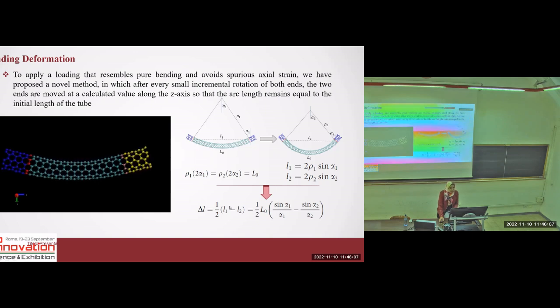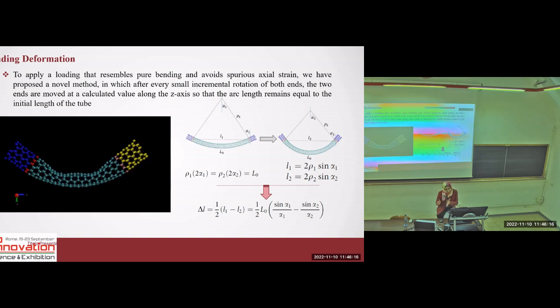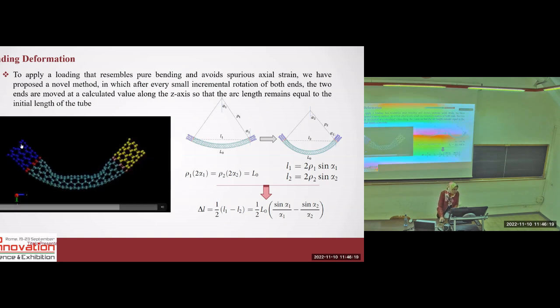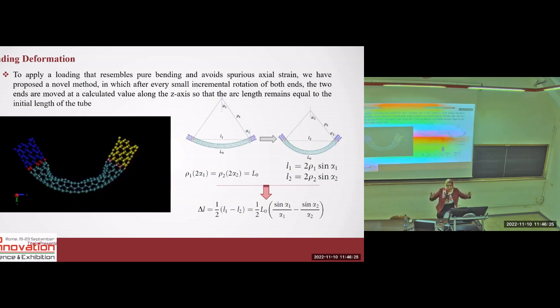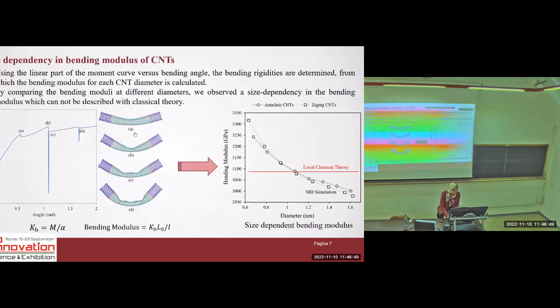In the case of bending, we need to do some tricks to make equivalent what we do in atomistic simulation and what we have in our continuum theories. For example, we did the bending deformation here, but we couldn't just bend the CNT by rotating the two ends, because we have to mimic pure bending so that we do not have any axial strain. We had to make the two ends come closer to each other so that we do not have any unwanted axial strain. That was the method that we proposed to avoid it.